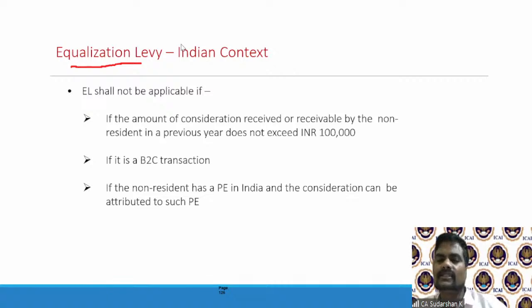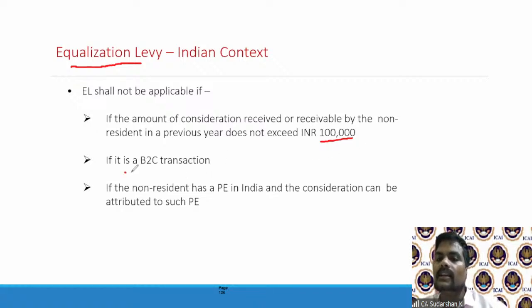Now, just some aspects that you need to keep in mind in equalization levy: it is not applicable if the amount of consideration is less than 1 lakh. So 1 lakh is a very small amount, but anyway, they say, okay, I'll give you a small threshold. If it is 1 lakh, not taxable.